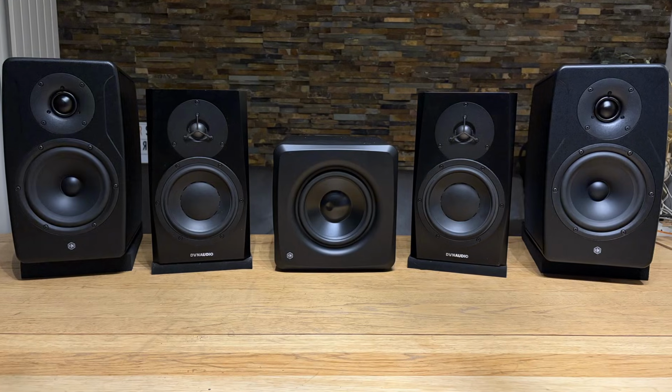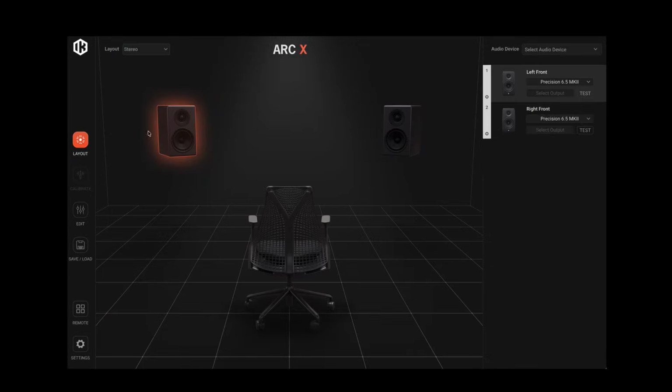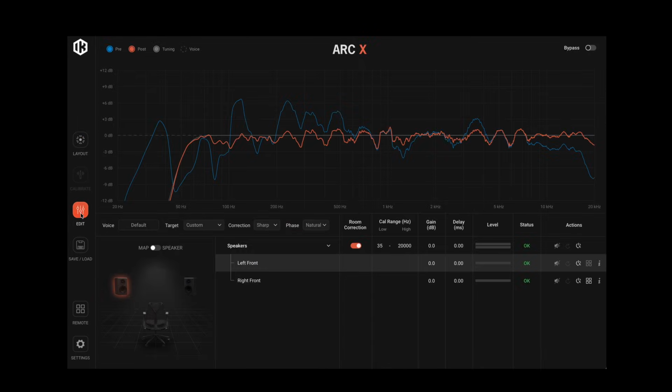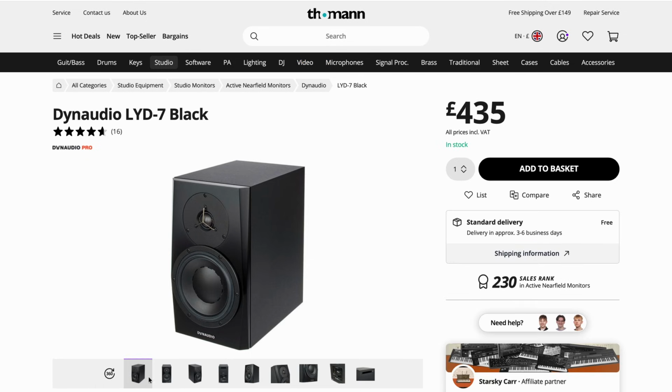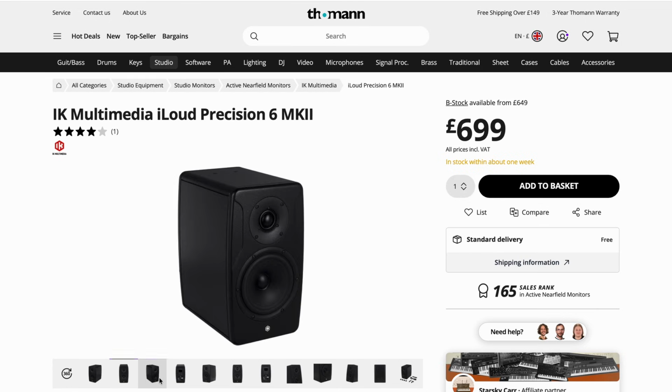So yeah, I've been testing it with these, the IK Precision 6 and the Dynaudio LYD7s. The Precision 6s work with the ArcX software as well, so you can do the room correction with those, but you can't with the LYD7s, which is why I upgraded to the Precision 6s. The Dynaudios are around £900 for a pair, and the Precision 6s are about £700 each, so they are a fair amount more, which is interesting actually, because if this had been on the market 6 months ago, I may not have upgraded to the Precision 6s, because I'd then have the room correction with the sub for the LYD7s. So my upgrade would have cost me £600.